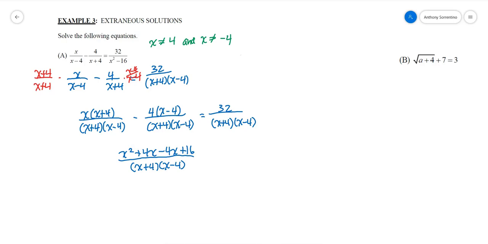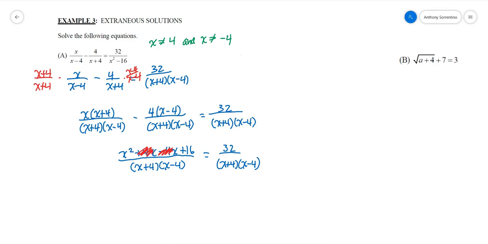And that's me doing several pieces of work all at once. I'm distributing the x here. That gives me the x squared plus 4x. I'm distributing the minus 4 here, so negative 4 times x is a minus 4x. Negative 4 times negative 4 is a plus 16. I didn't combine any like terms, although if I do, these x terms would disappear. I could just automatically cancel these because they will. So I essentially just have x squared plus 16 on top.